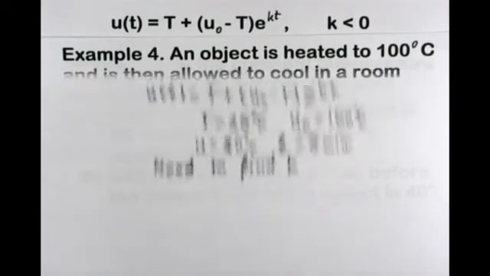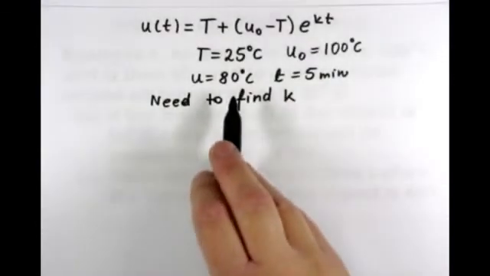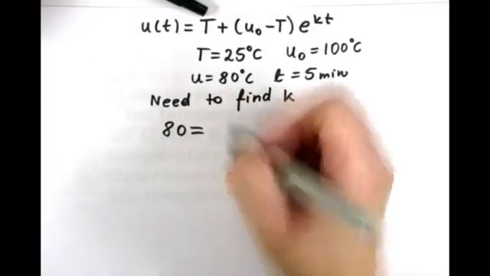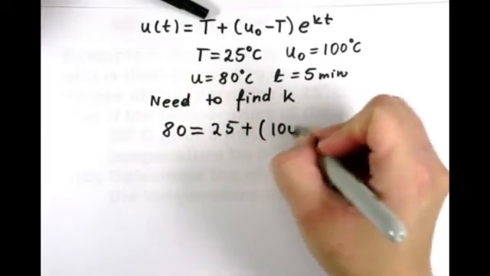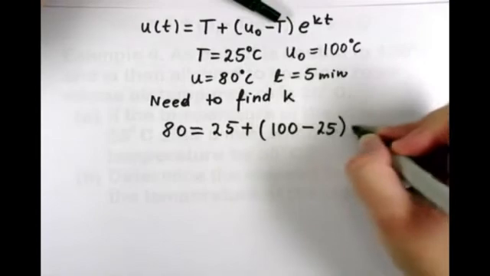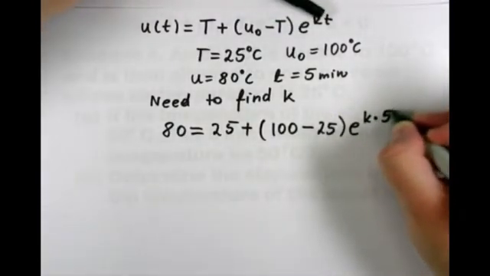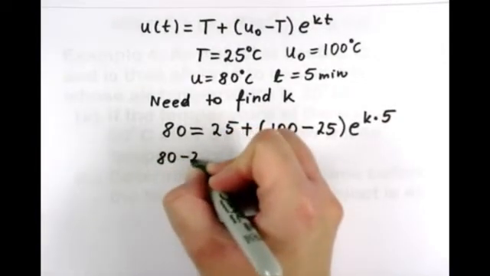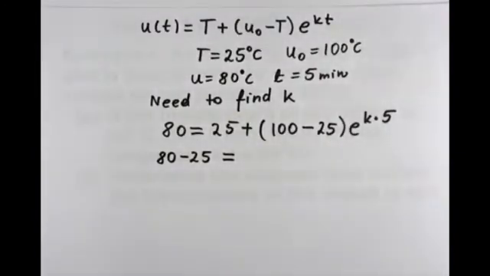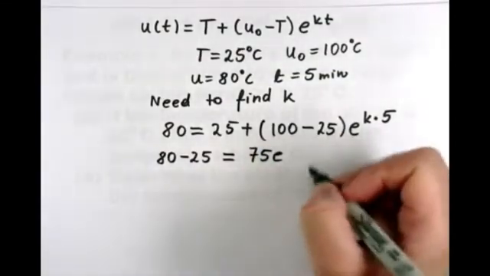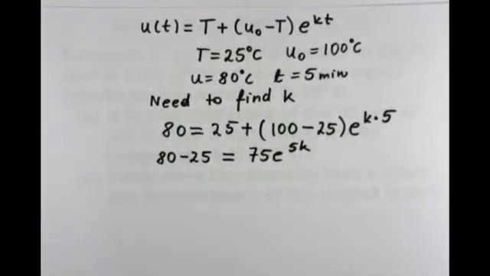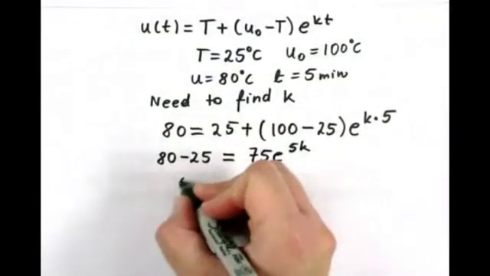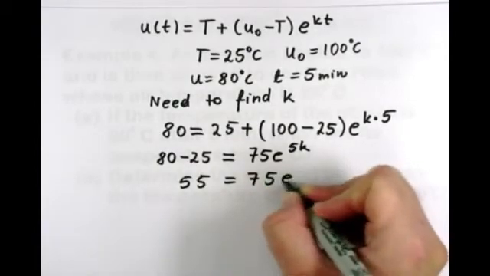Substitute everything into the formula and we get U is 80 is equal to T is 25 plus (U0 is 100 minus T is 25) e to the power k times time is 5. Okay, so now we can work this out. We can bring this 25 over, so I have 80 minus 25 is equal to 100 minus 25 is 75, so we have 75 e to the power 5k. 80 minus 25 is 55, is equal to 75 e to the power 5k.